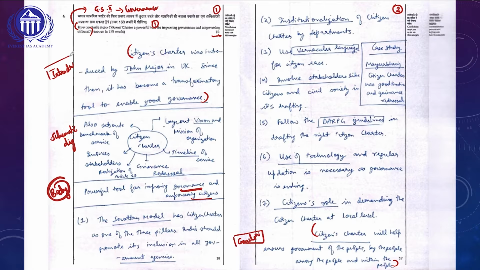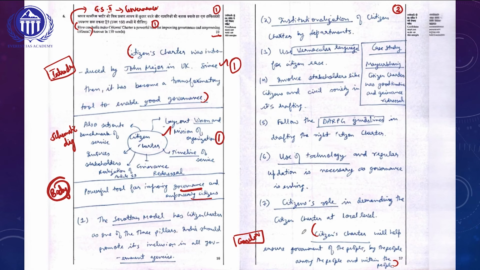Overall, let's now go into the marking pattern. In the introduction, the topper is talking about how the Citizen Charter was introduced by John Major in the UK. Since then, it has become a transparency tool to enable good governance. So the introduction looks very attractive and very good because he is talking about the background and evolution of the Citizen Charter. Then he is talking about the meaning. For that, he will be getting another 1 mark extra for this schematic diagram based approach.